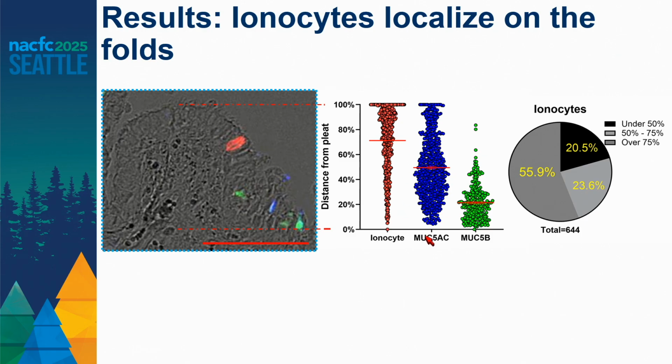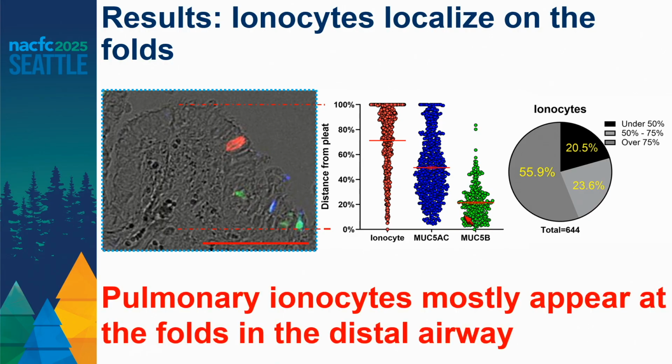And the mucin 5AC cell is distributed differently. It's evenly distributed from the fold to the pleat. And mucin 5B plus cells, most of them are located at the pleat region. So we conclude that pulmonary ionocytes in swine mostly appear at the fold region of the distal airway.